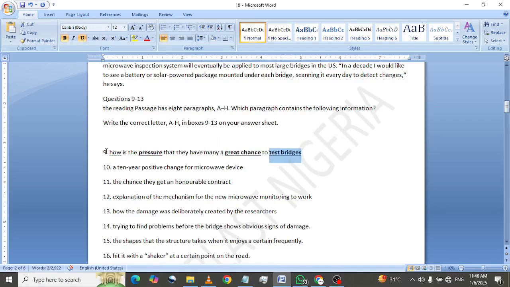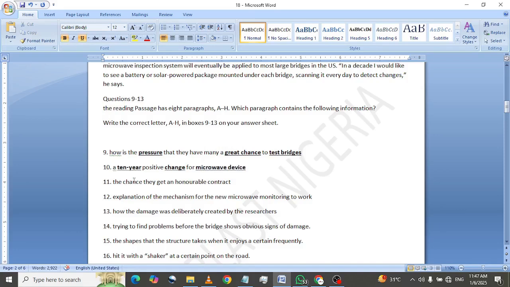Now move on to question 10. A 10 years positive change for microwave system. Our keyword here is what? 10 years. Then change. And then microwave. Those are our keywords on question 10.